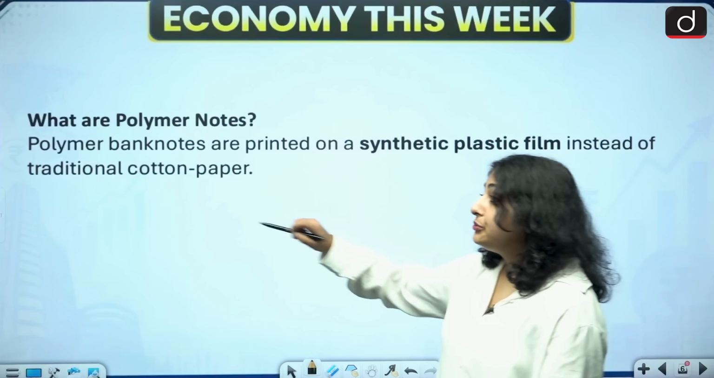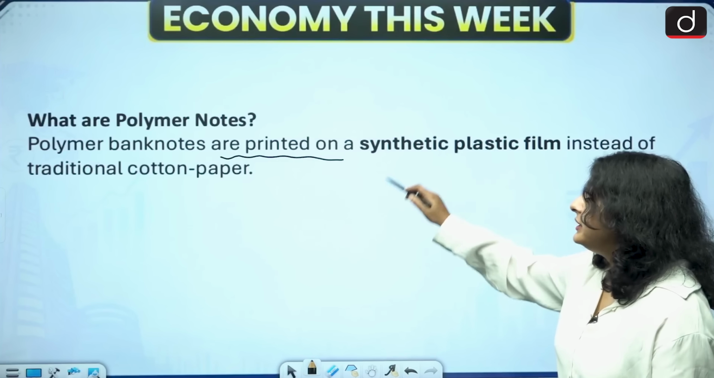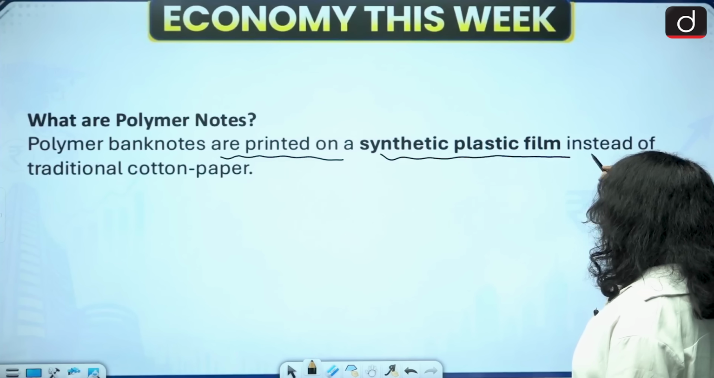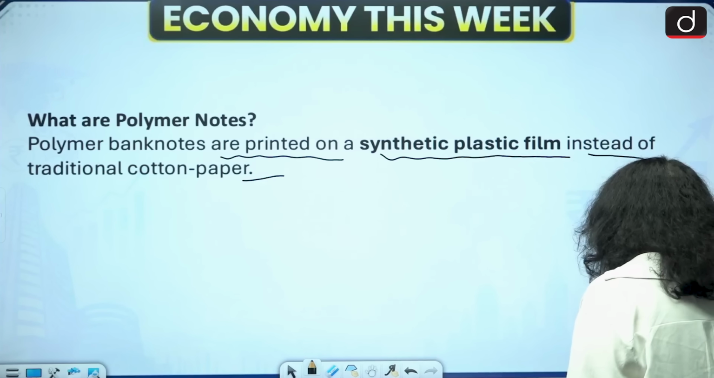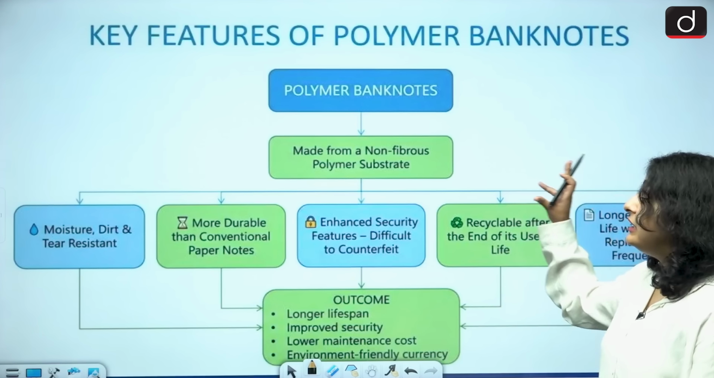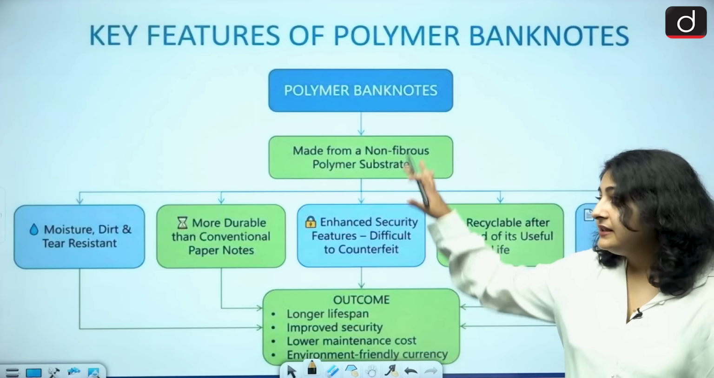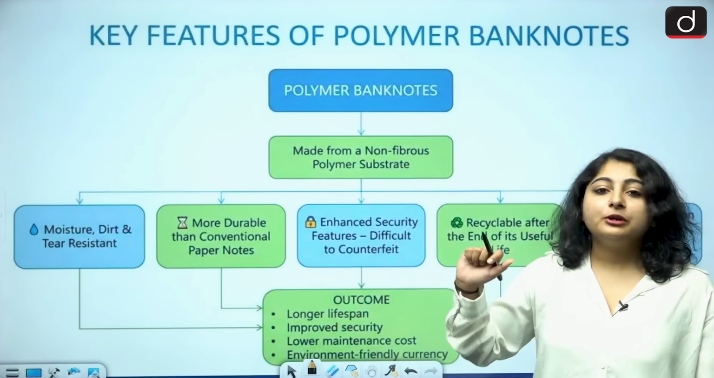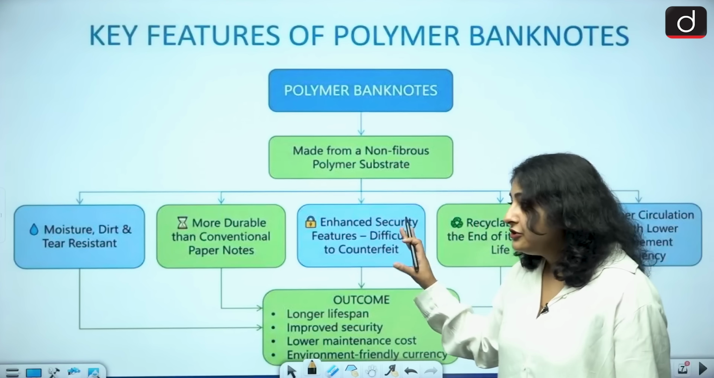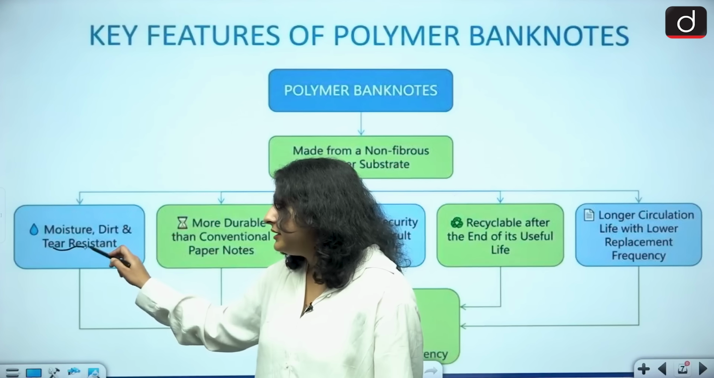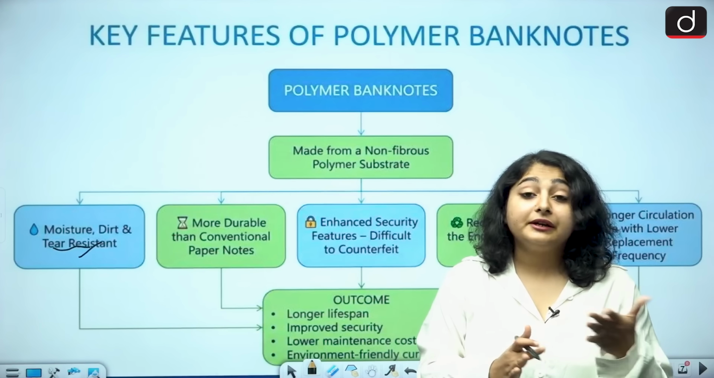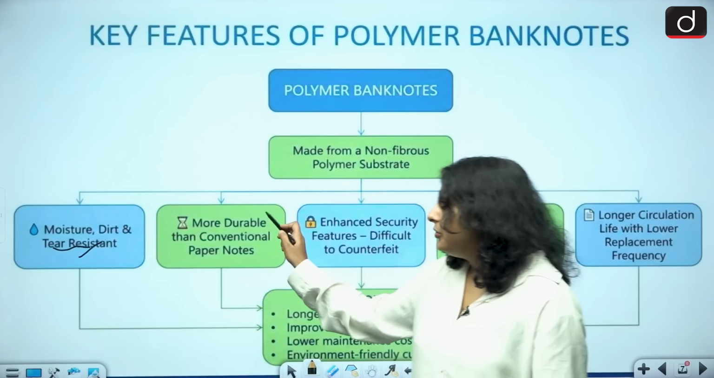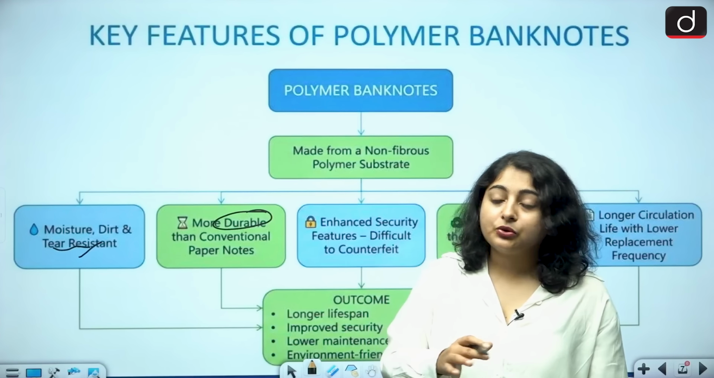Now, what are polymer notes? Polymer banknotes are printed on a synthetic plastic film instead of traditional cotton paper. It is made up of synthetic plastic. What are the key features of polymer banknotes? These are the benefits of using polymer banknotes. The first feature is moisture and dirt resistance, and tear resistance. They will not get dirty easily. They won't be torn apart, right? They are more durable. They are stronger than paper notes.